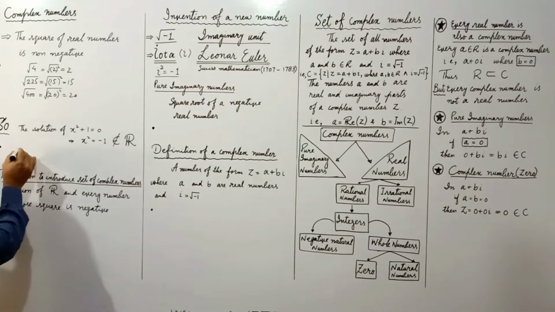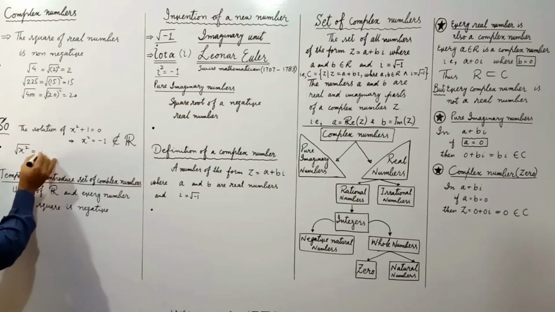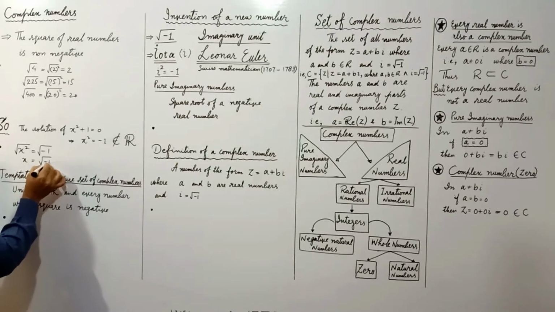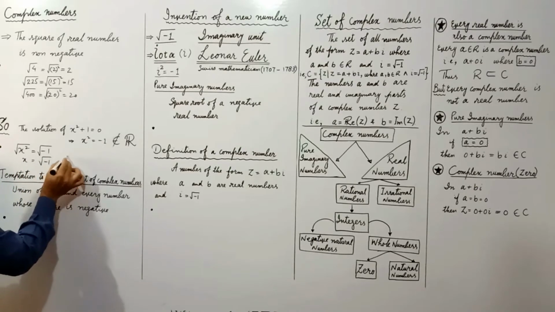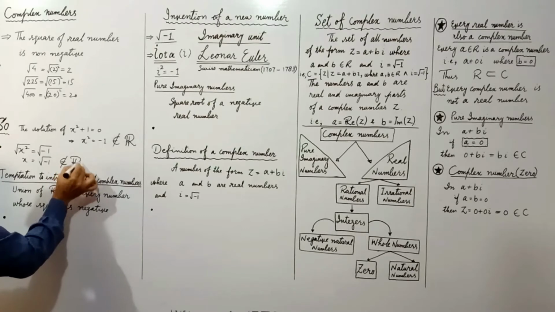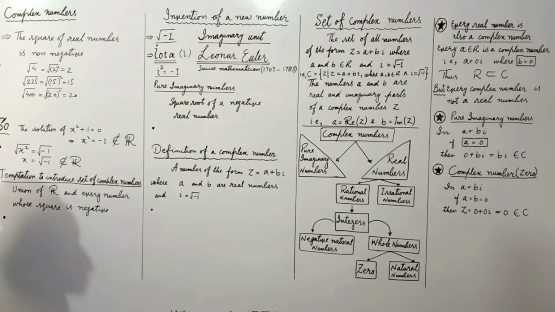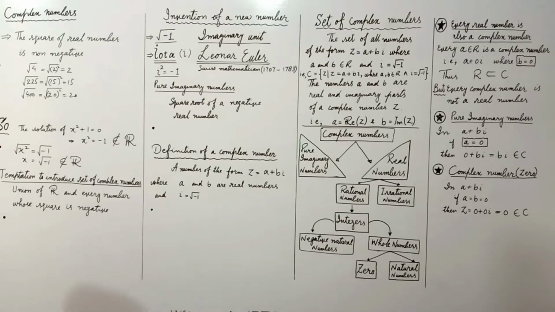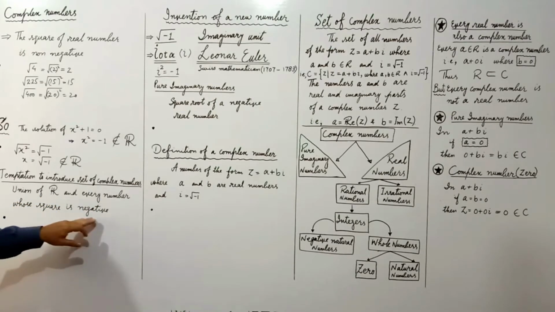That means if we take the square root of both sides of this, what will we get? x is equal to the square root of minus 1, which is not part of the set of real numbers. So the mathematicians were tempted to introduce a larger set of numbers in which such numbers are included, defined as the union of the set of real numbers and every number whose square is negative.